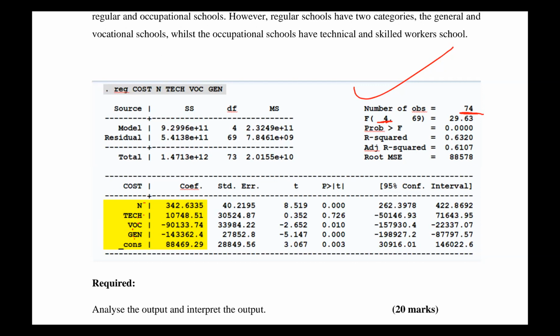Now, what is the F statistic? What is the F statistic? It actually helps us to measure the significance of the model, right? The entire model, just the entire model as a whole.